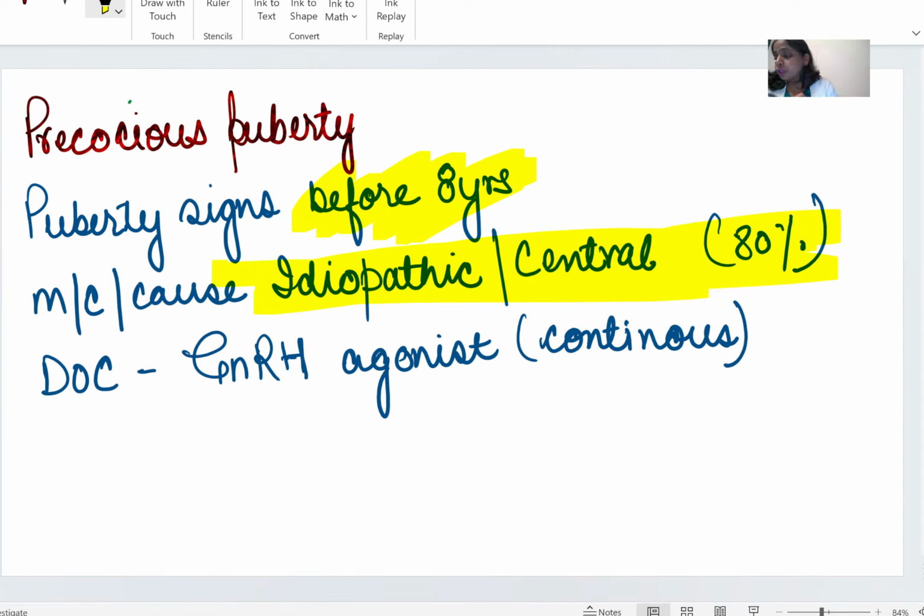What is the drug of choice in a patient of precocious puberty? It is GnRH agonist, continuous one. Because we are giving the GnRH continuously, not in the pulsatile manner. Giving the GnRH continuously will stop the GnRH release.